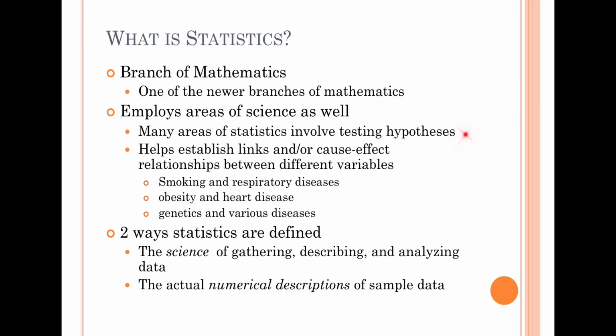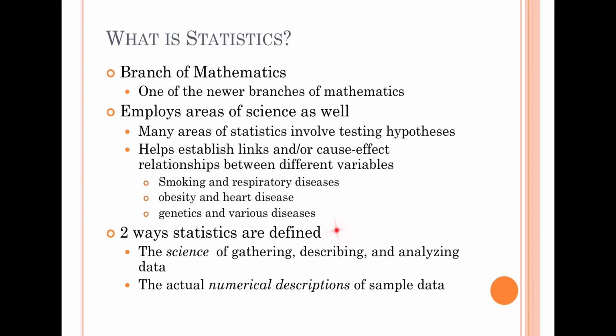We use statistics when we are testing hypotheses. It helps us establish links and cause-effect relationships between different real-world variables. When we look at different behaviors and diseases like smoking, respiratory diseases, obesity, heart disease, all of these use statistics to create these links and then possibly to sometimes establish correlation between them.